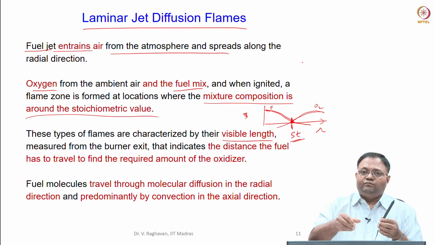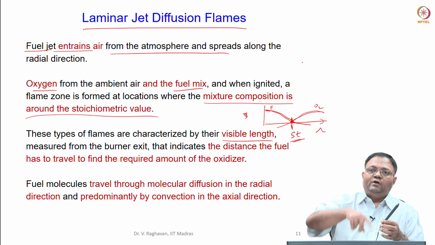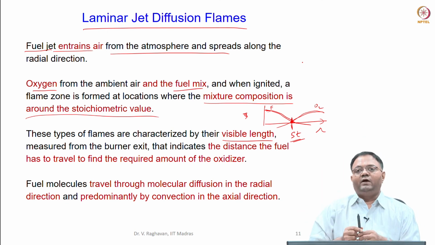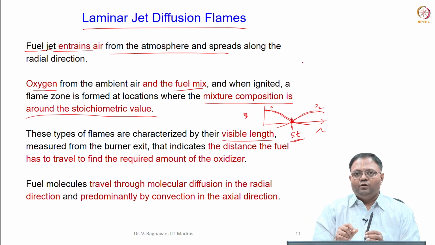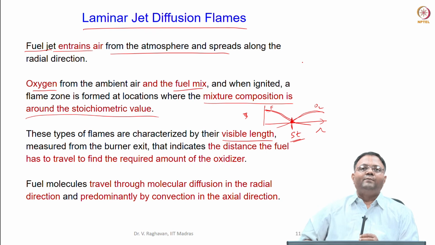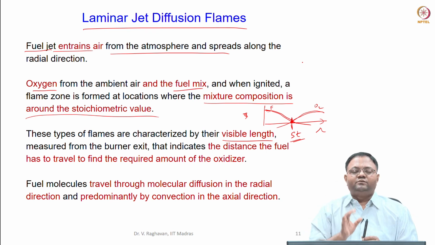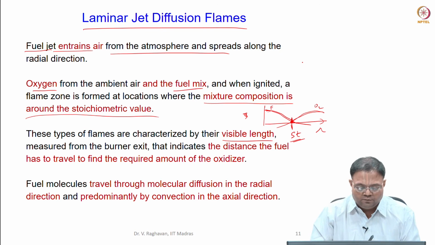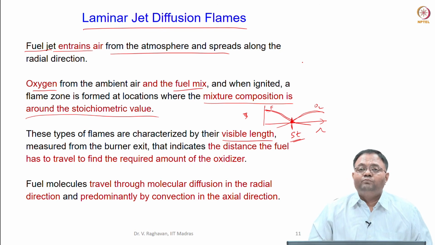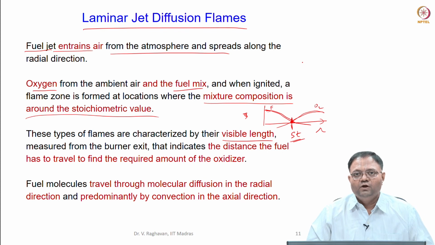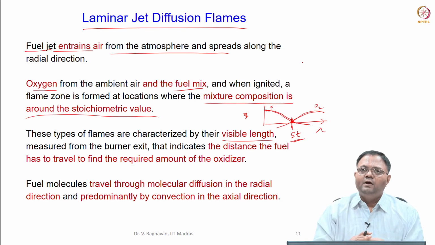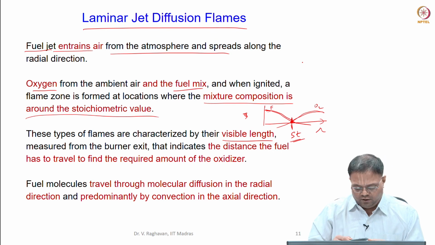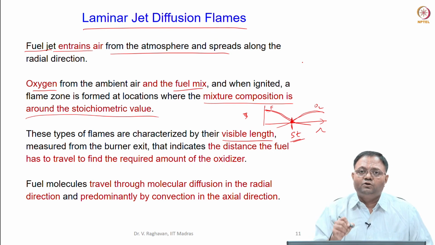So, visible length: a jet of the fuel comes out and you ignite this, a flame forms. What is the characteristic of this flame? It is the length. For a given fuel flow rate, you will get a particular length of this laminar flame. So, that length is the characteristic. When you saw the premixed flames, the laminar flame speed was one of the characteristics. For example, in the Bunsen burner, you get a conical flame, and the half cone angle is used to calculate the laminar flame speed. So, that is the characteristic of a premixed flame.